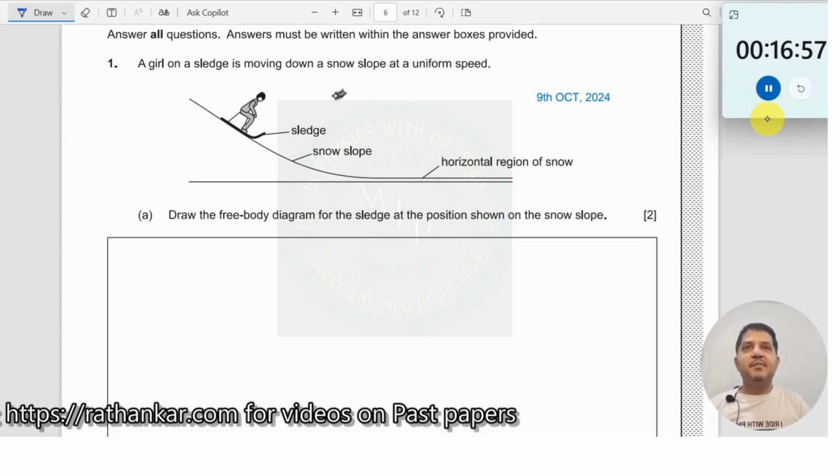A girl on a sledge is moving down a snow slope at a uniform speed. Draw the free body diagram for the sledge at the position down on the snow slope. Somewhere here, what is the free body diagram?